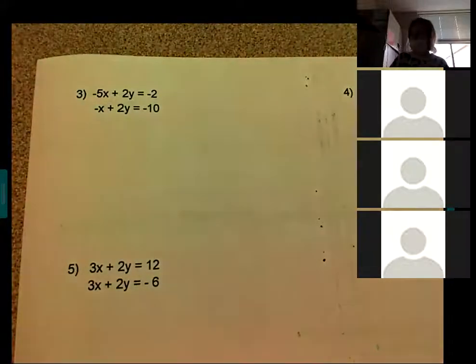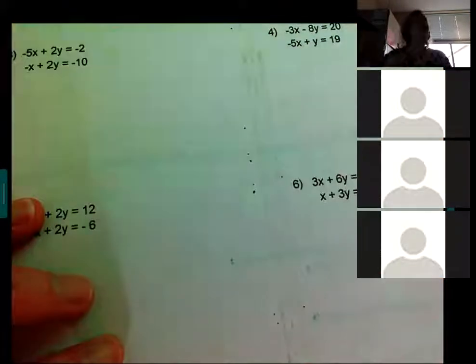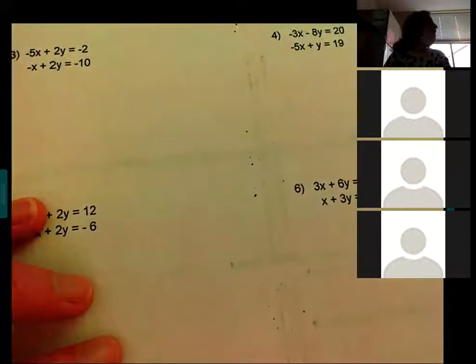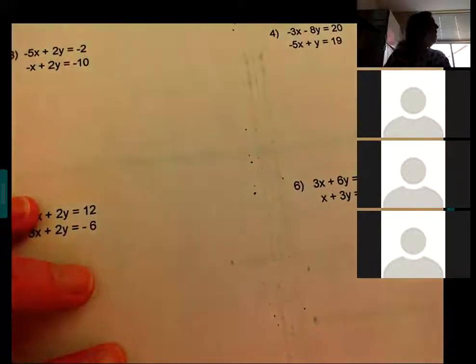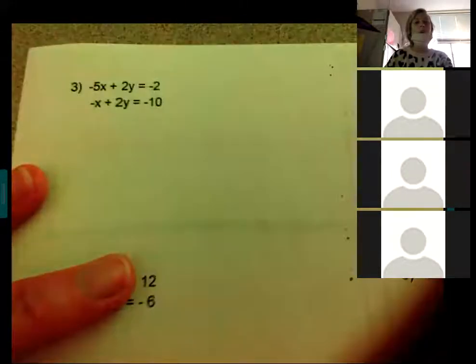I don't think we'll need to do all of them. No, you need more than 1 more. I'm thinking 2 or 3 more because we haven't even done one where we have to do step 2 yet. So you're not ready to go on your own. Everybody look at number 3.